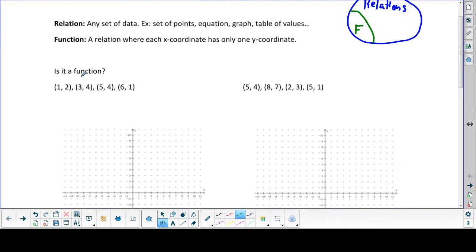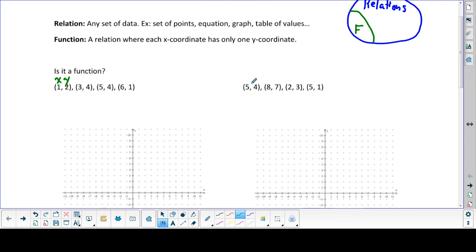So this first one here, is it a function? We can see our x and our y. Just to refresh our memory, we always write our x's first. That's x, and this is our y. So we have an x value of 1, a y value of 2, an x value of 3, a y value of 4, an x value of 5, a y value of 4, an x value of 6, and a y value of 1. Once again, it's a function if each x coordinate has only one y coordinate. There's no x coordinate here that has more than one y value. They all have a singular y value.